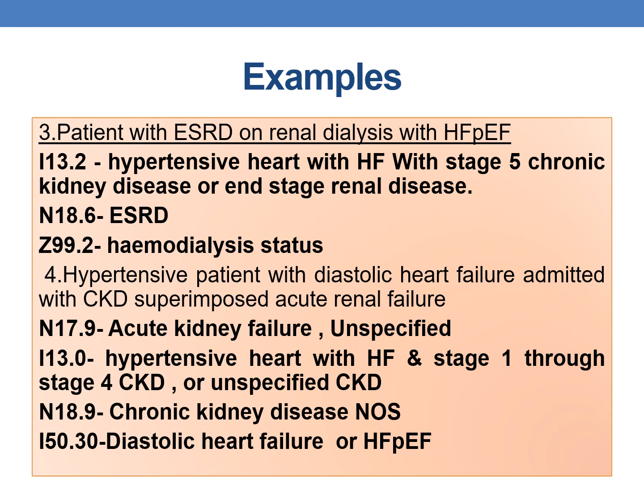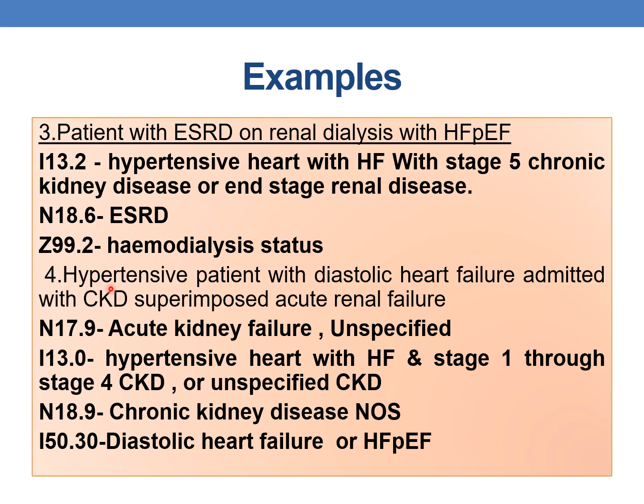Now coming to the next example, patient with ESRD on renal dialysis with heart failure. The codes are I13.2, hypertensive heart with heart failure with stage 5 chronic kidney disease or end stage renal disease, followed by N18.6, which is nothing but ESRD. And since the patient is on renal dialysis, you have to code an additional code Z99.2, hemodialysis status.